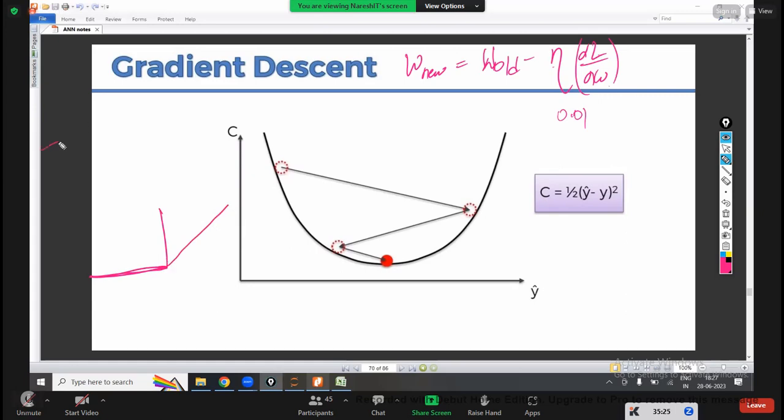For example, your error was initialized here. Then automatically the next one will be here, the next one will be here, or something like that. For example, if your error was initialized here, you will get the minimum point here.